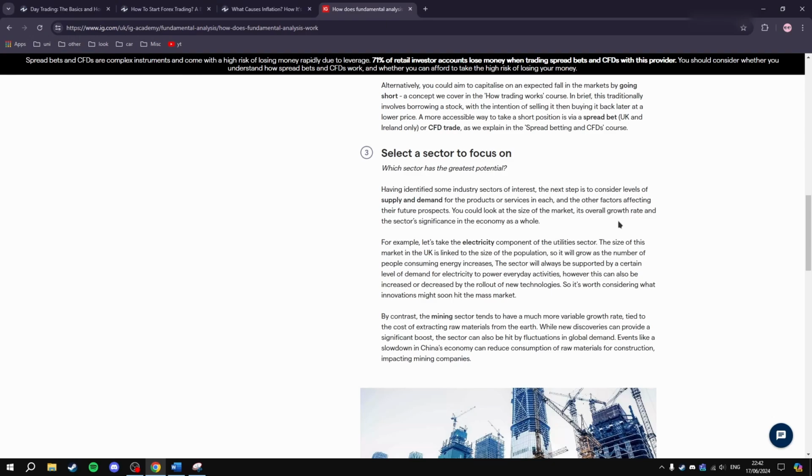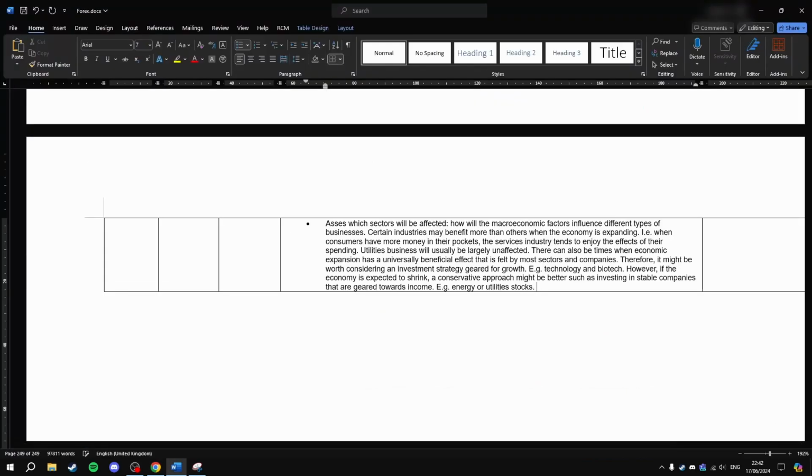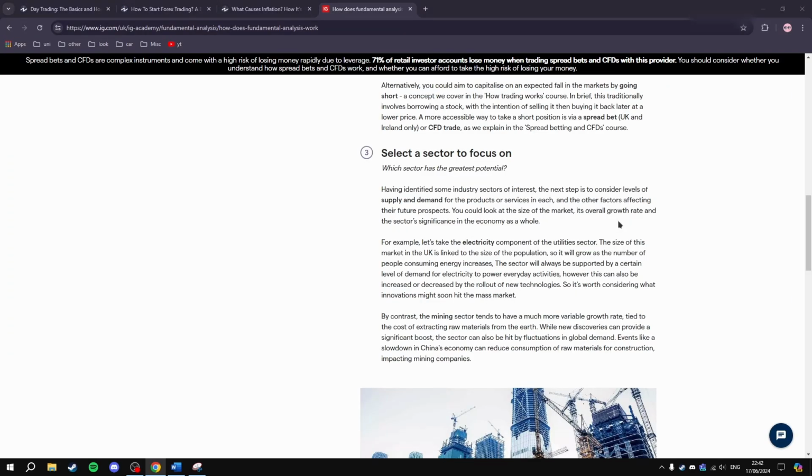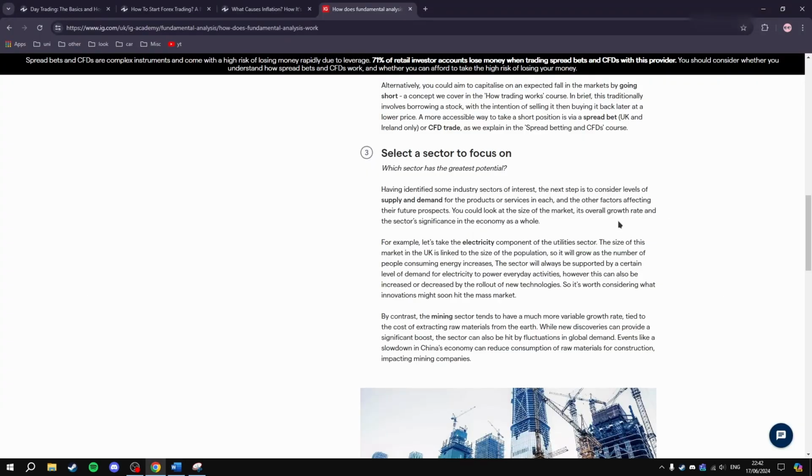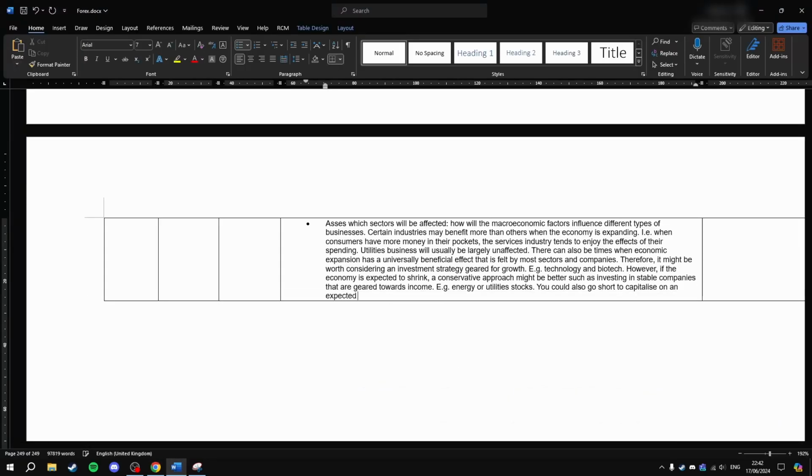Alternatively, you could aim to capitalize on an expected fall in the markets by going short.